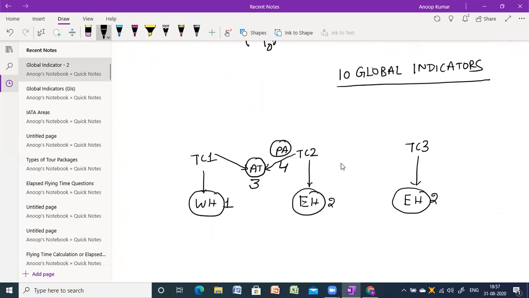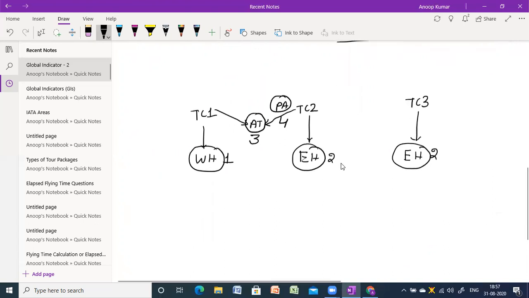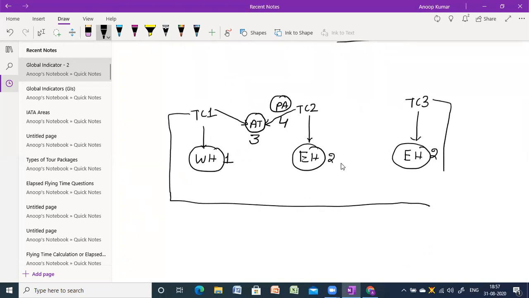Similarly, if the person wants to go from TC1 to TC3, without using TC2, he does not go to TC2 and he simply reaches from TC1 to TC3. In that case, he is crossing the Pacific Ocean. So our global indicator will be PA. PA is again our fourth global indicator. Then here is another global indicator, that is PN. PN is our fifth global indicator.